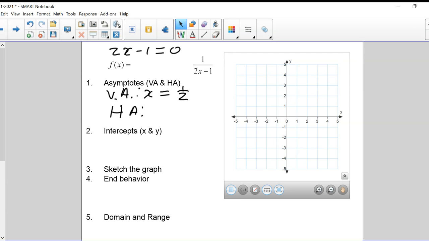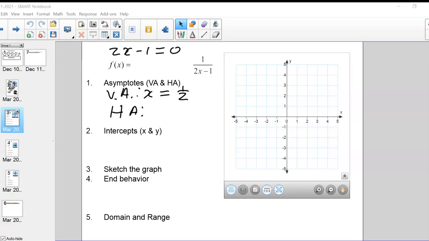Does anybody have a guess as to what it is? You think it's y equals 1? Jeremiah thinks so. Anybody have another guess? Not saying Jeremiah is right or wrong, just asking if anybody has another guess. Nobody wants to, I forgot how to do it. Okay, that's all right. Does anybody want to hazard another guess as to what the horizontal asymptote is? It does have one, just so you know.